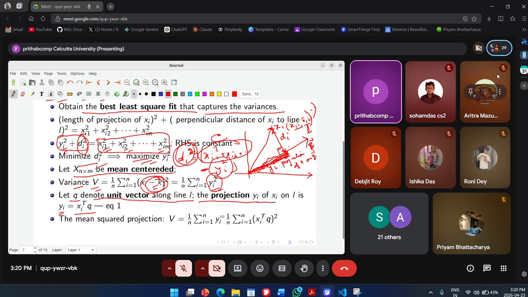Now if I substitute this yi into our equation, which we want to maximize, the mean squared projection v is 1 by n summation i equal to 1 to n, here it will be yi square. So this is equal to, I have just put the value of yi over here, xi transpose q the whole square.